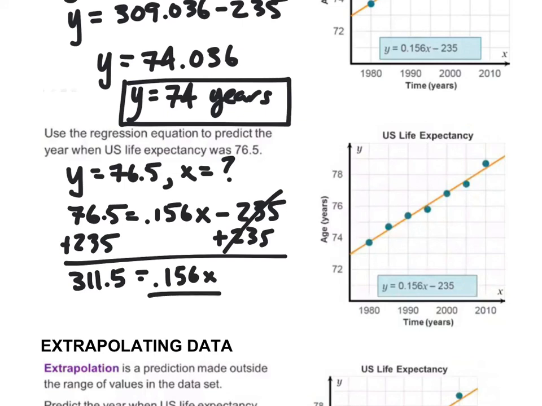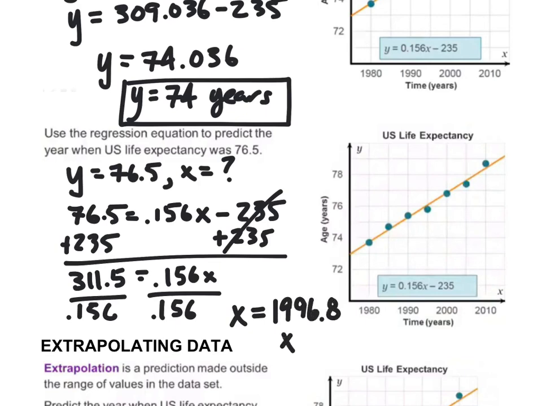And that's going to equal 0.156x. Divide by 0.156. So divide this by 0.156, and that's going to give us an x value of 1996.8. So we'll just go ahead and round that to x equals 1997, round to the nearest year. And that's when the life expectancy goes up to 76.5. So that's what we've got.